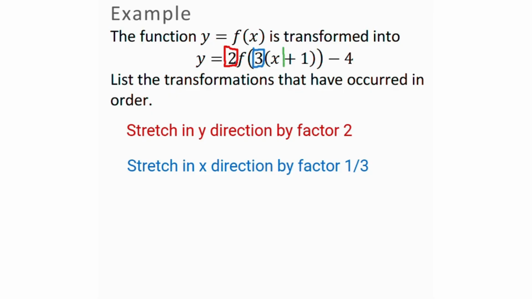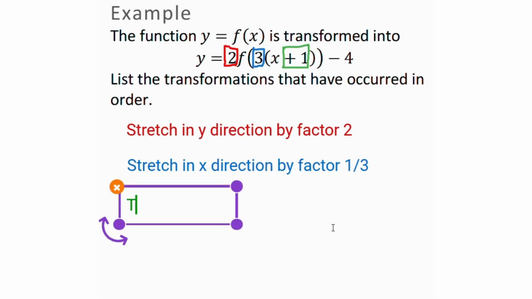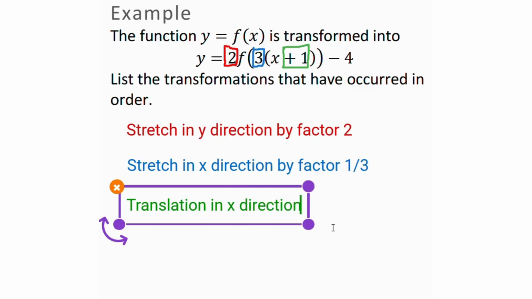We then have this plus 1 here. What does that plus 1 tell us? Well, that plus 1 tells us that we are dealing with a translation because it's an addition. So it's a translation. It's in the x direction because it is inside the function. And when it's inside the function, it is opposite to what we think, so it's by -1.